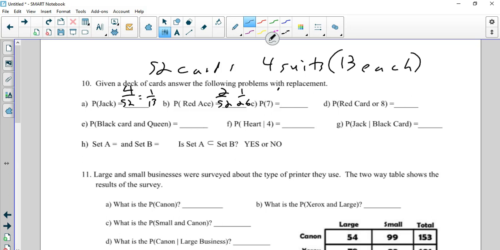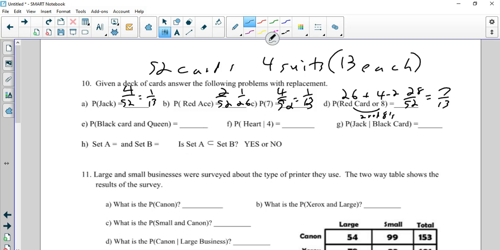Probability of a 7, well, they're just like the jack, there's 4 of them. So, jack, 7, 3, king, same thing. Probability of a red card, which there's 26 red cards, or an 8. Now, remember, you can't just add those two together because there are 2 red 8s. So you have to subtract those out. And that gives you 28 out of 52, or 7 over 13.